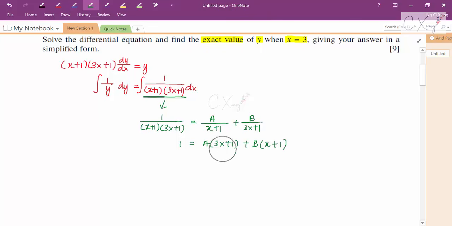By referring to the bracket x plus 1, I want to substitute a value of x so that this bracket becomes 0. So I will let x equals to -1. When I let x equals to -1, I substitute the -1 into this whole equation with the x. So I'm having 1 on the left. -3 plus 1 is -2, and having -2a. And therefore my a is actually equals to -half.